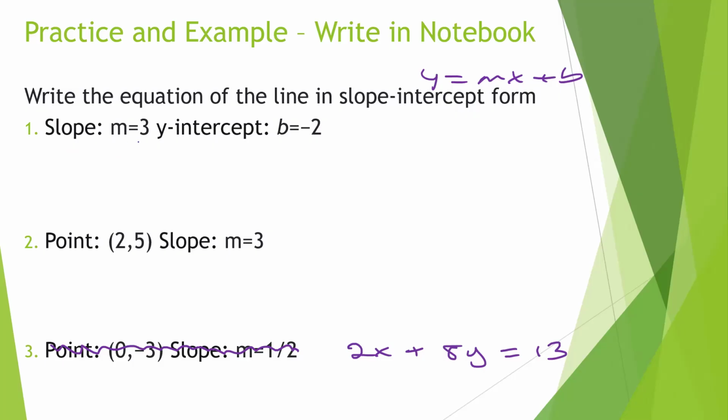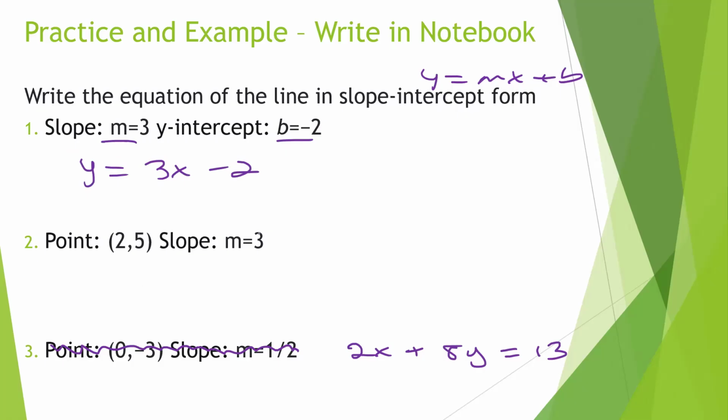All right, so this one, they gave me my slope and they gave me my y-intercept. So I'm just simply doing what? Plugging it in. So we get y equals -2. And we're done. There was nothing else to do. Okay, that was all. That's all you had to do.